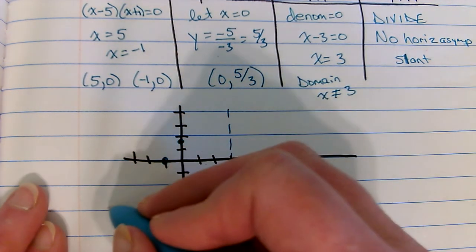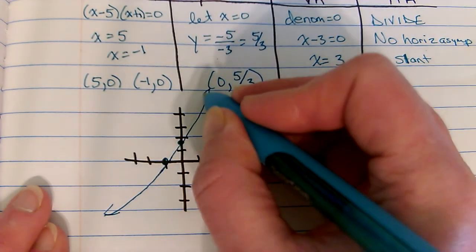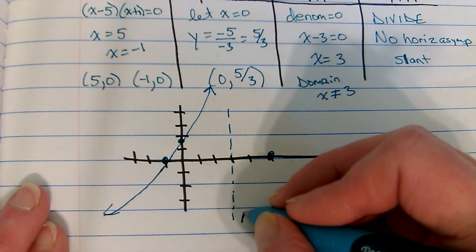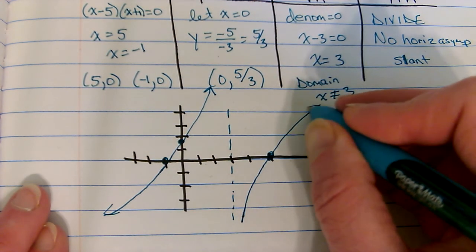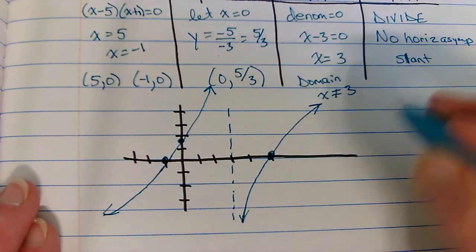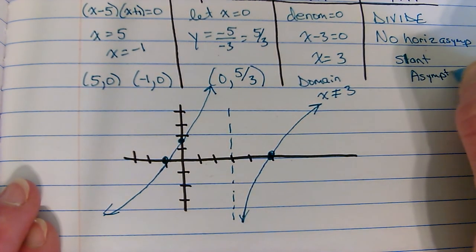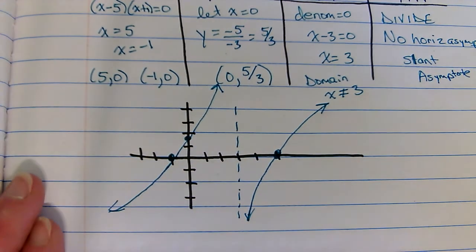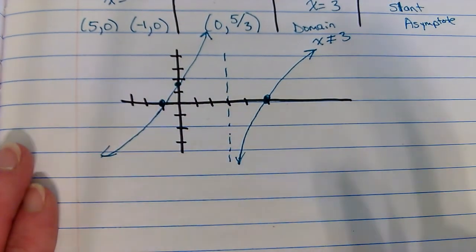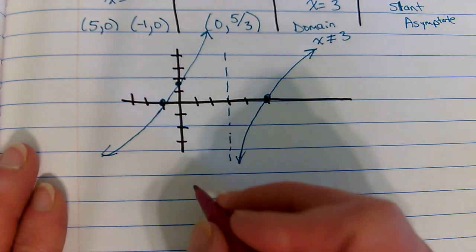And what ends up happening on this one is it does something like this. And this side does something like this. There ends up being a slant asymptote. And I'll show you how you can actually find that. The problem on the homework that asks you to find a slant asymptote is going to be kind of a bonus on the homework.